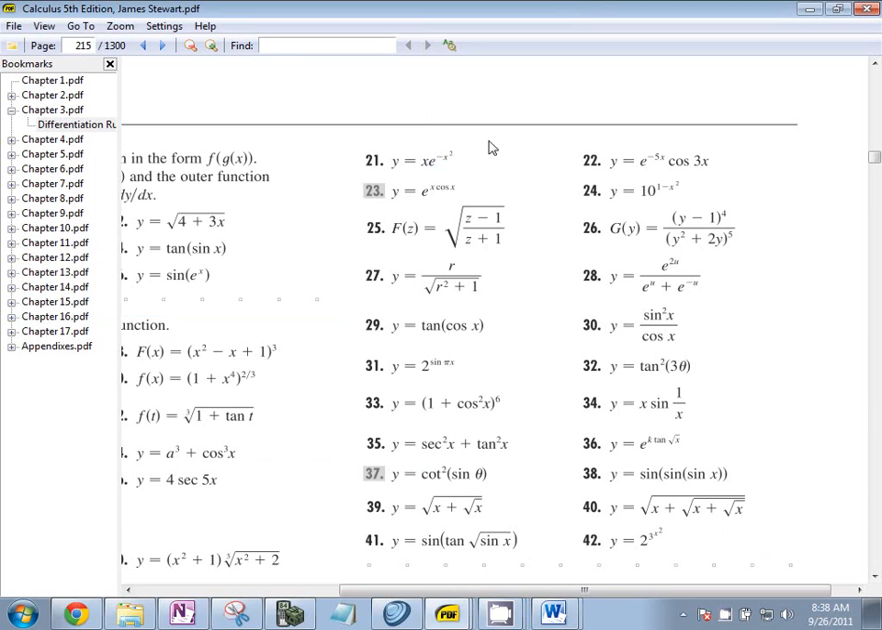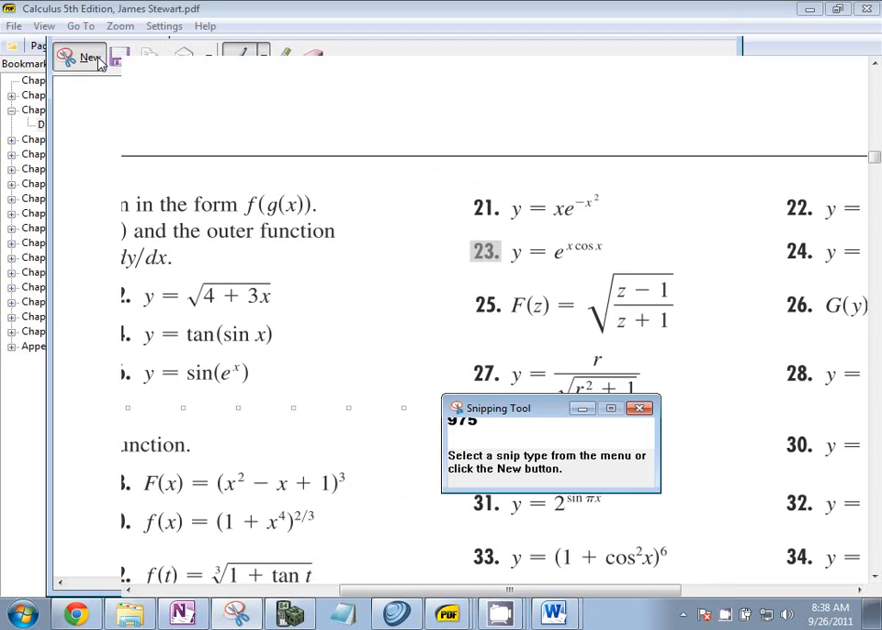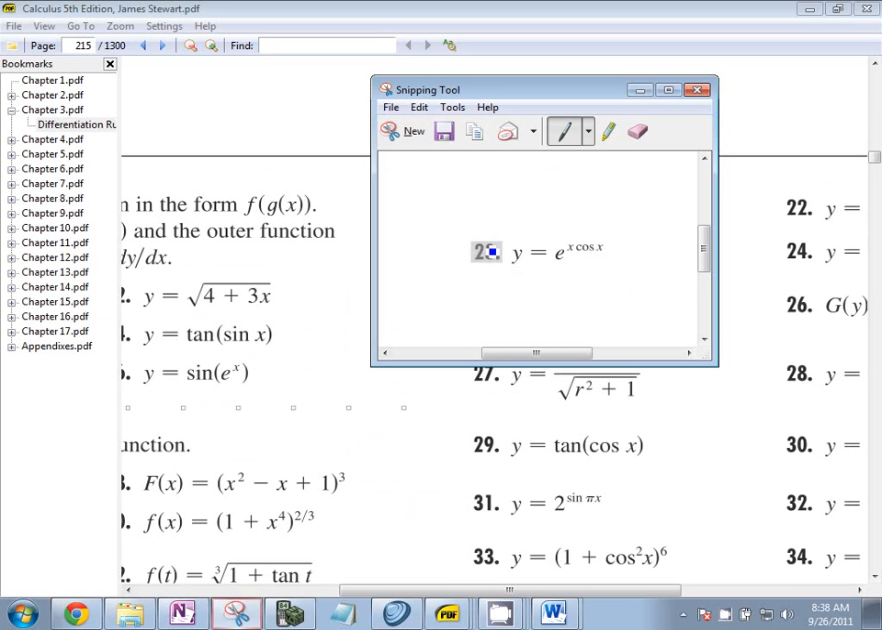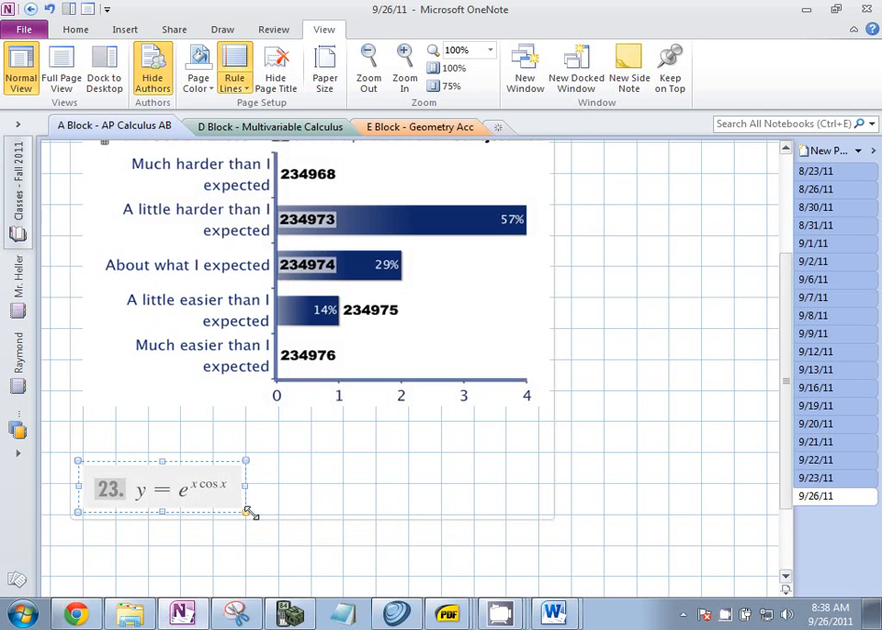Okay, so we're doing 23 right here. Okay, so what's the overall rule you're going to have to use? Like the outside rule. You're going to have to use the chain rule, but inside the chain rule, what are you going to have to use? You're going to have to use the product rule, exactly, right.